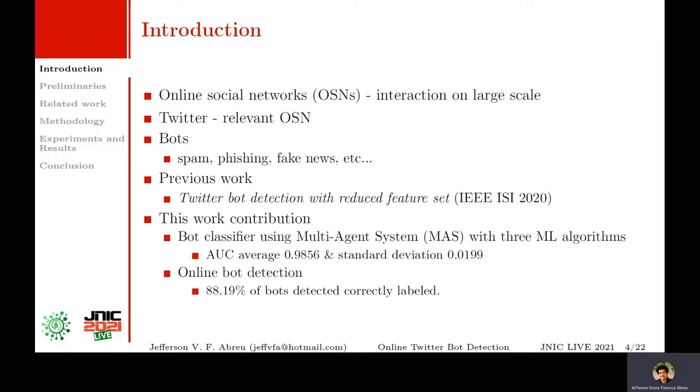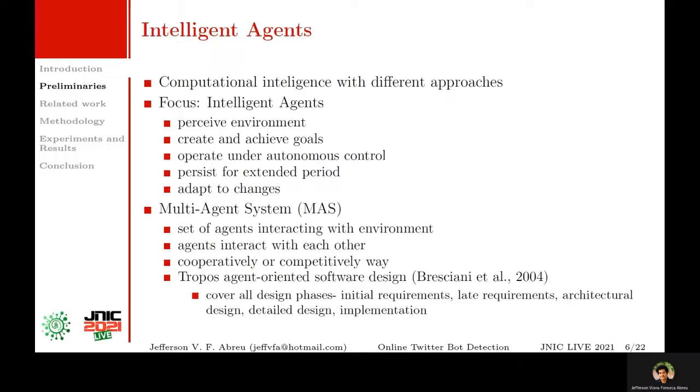And we ran a proof of concept involving online bot detection with 88% accuracy. It means that a little bit more than 88% of the bots that were detected by our MAS were correctly labeled.